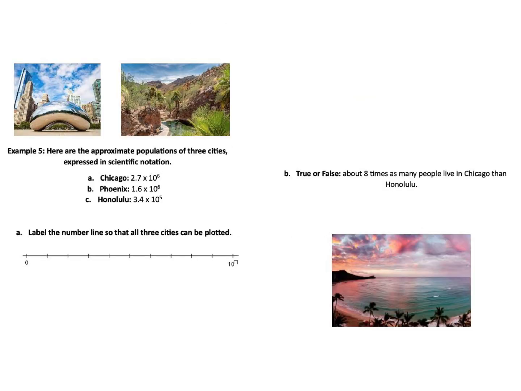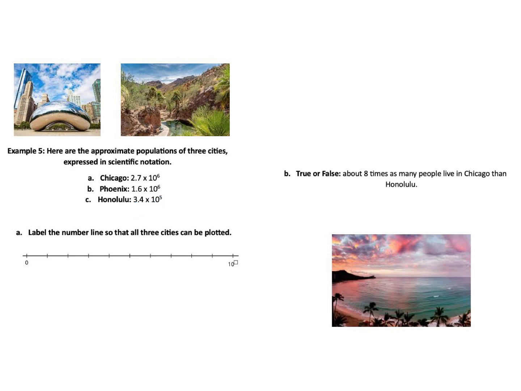All right, so these two slides are from the right-hand side of the page. I wanted to put them on the same slide together because we're going to reference back and forth to them. But here, example number 5, here are the approximate populations of 3 cities expressed in scientific notation. We have Chicago, 2.7 times 10 to the 6. We have Phoenix, 1.6 times 10 to the 6. And then we have Honolulu as 3.4 times 10 to the 5th, okay?